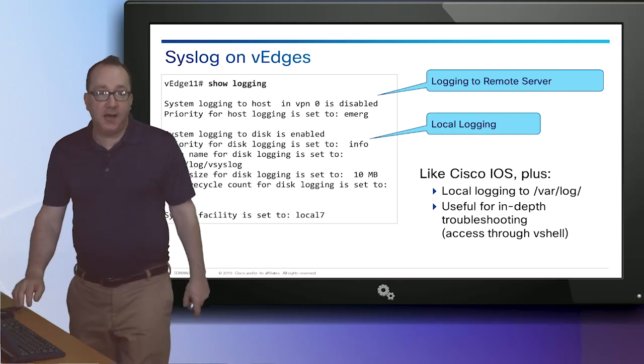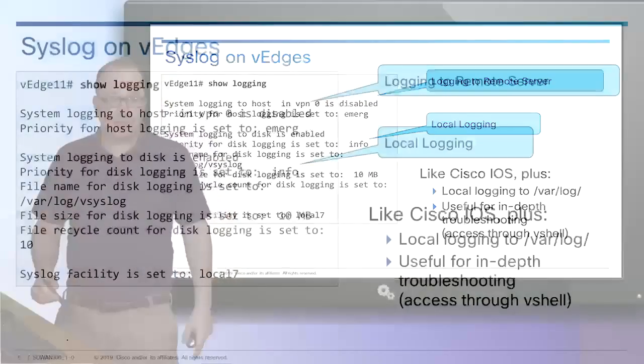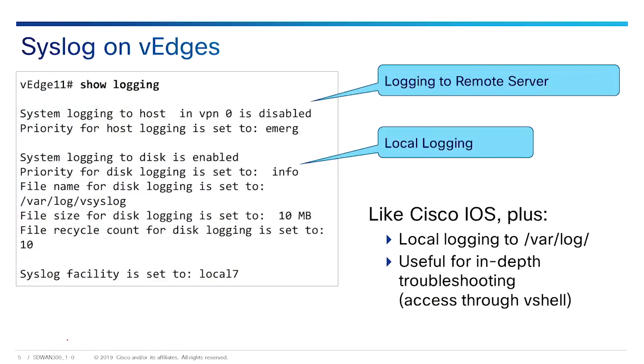Syslog also exists on the SD-WAN devices and works like traditional syslog on Cisco devices. If you do a show logging, just like on any Cisco router, you'll see the system log. Logging to remote syslog servers can be configured, so if you have an existing syslog infrastructure, each node can log to it. Local logging is enabled by default. Because there's an underlying Unix-based system, you can use standard Unix tools to look at those logs.